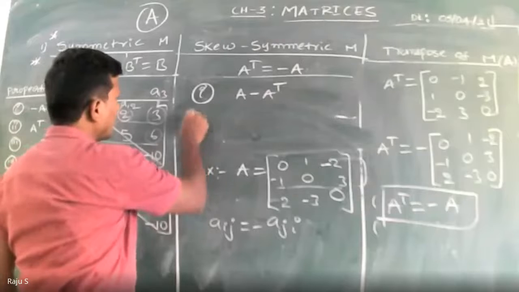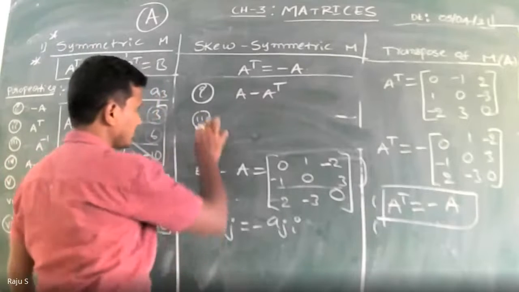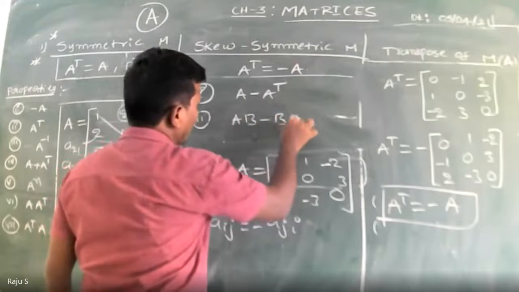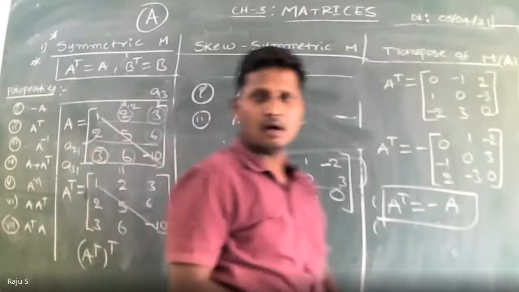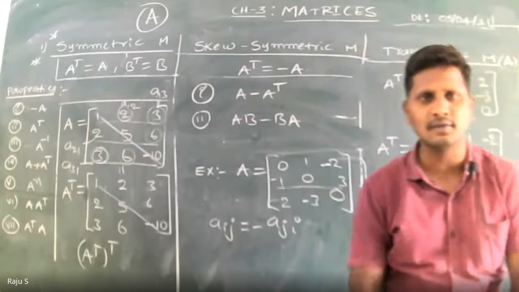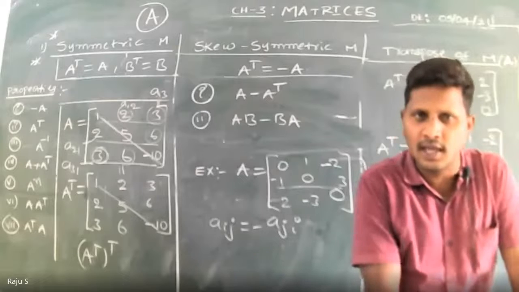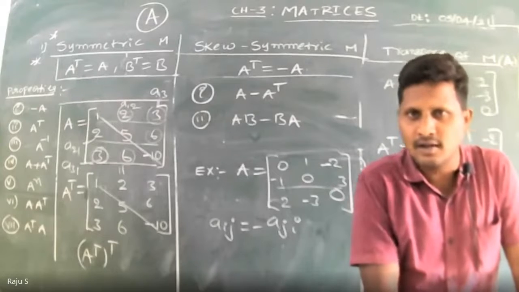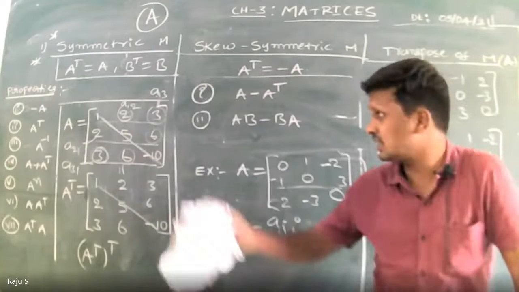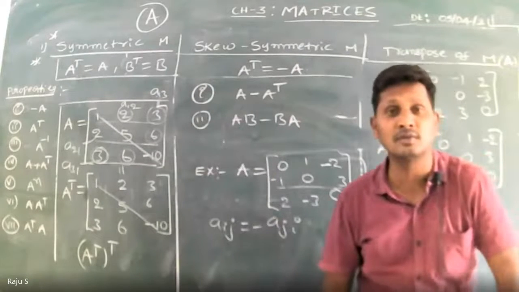And the second one is AB minus BA. AB minus BA is also a skew symmetric matrix. So you have to take any two skew symmetric matrices and check it once. You can check whether AB minus BA is skew symmetric or not.